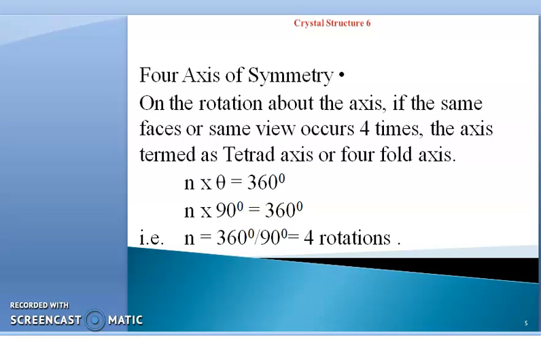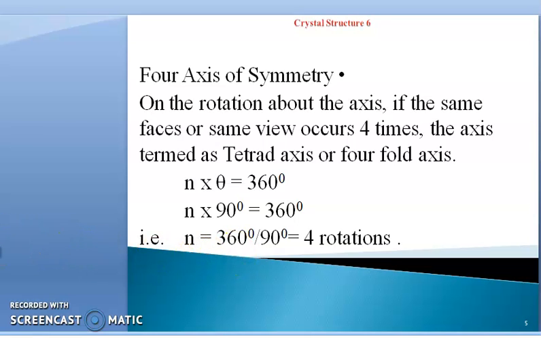So n into theta is equal to 360. Here theta is 90 degrees. Therefore n into 90 is equal to what? 360. So n is 360 by 90, that is, 9 fours are 36. That is 4 rotations. So whenever the same view occurs 4 times when the crystal is rotated about the axis of rotation, the number of rotations is 4, called a tetrad axis or 4-fold axis.